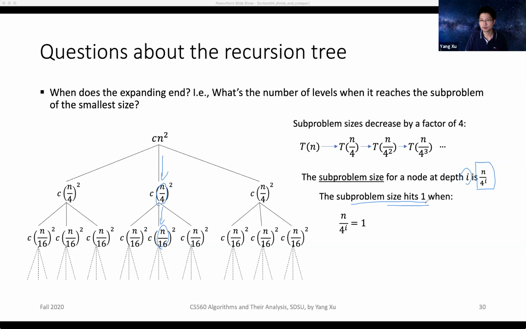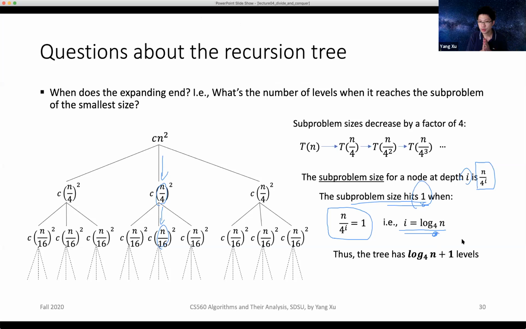When the subproblem size hits 1, then according to this principle, we let n over 4 to the power of i be 1, and then we solve for the value of i. So i equals the logarithm with base 4 of n. That means when i equals this value, the subproblem hits 1, so we are at the bottom of the recursion tree. That's some useful information.